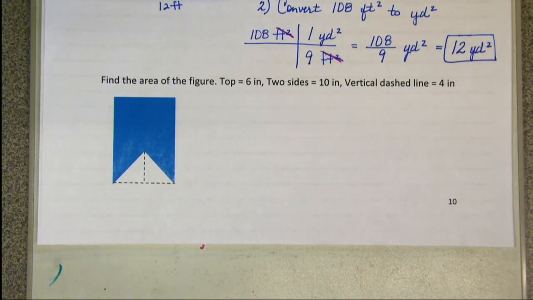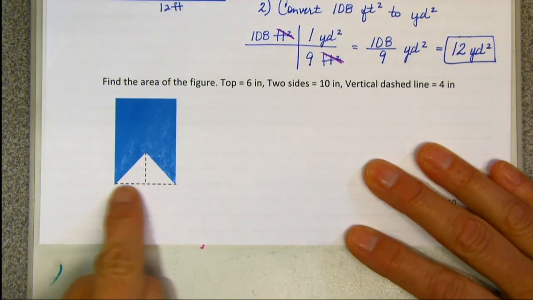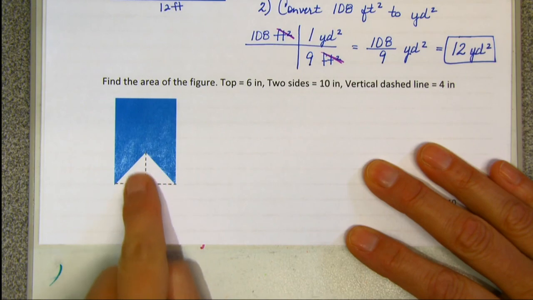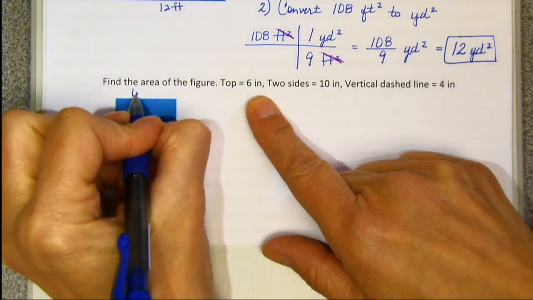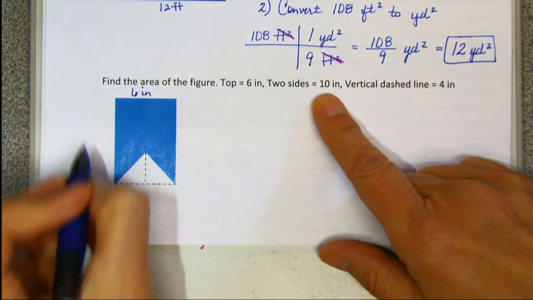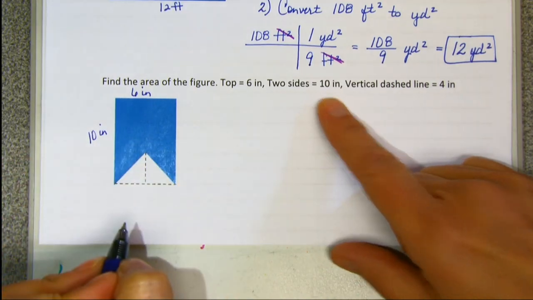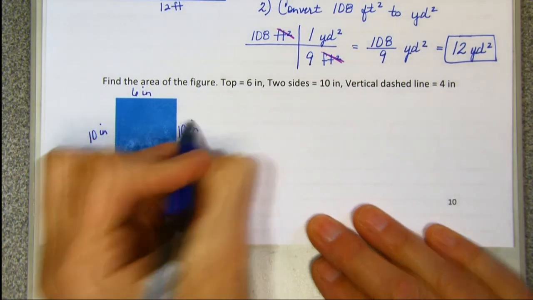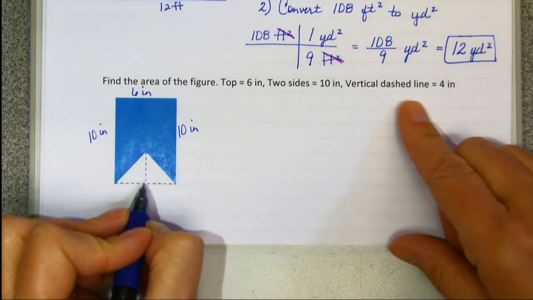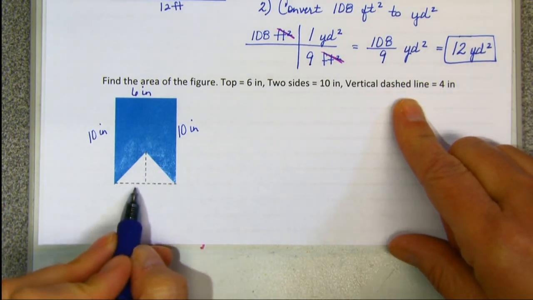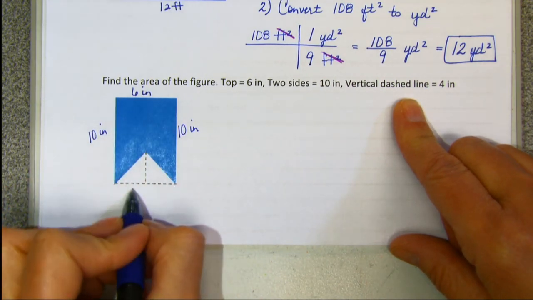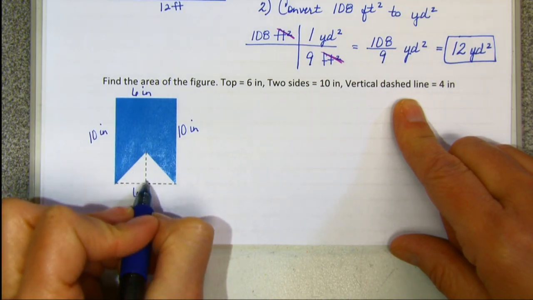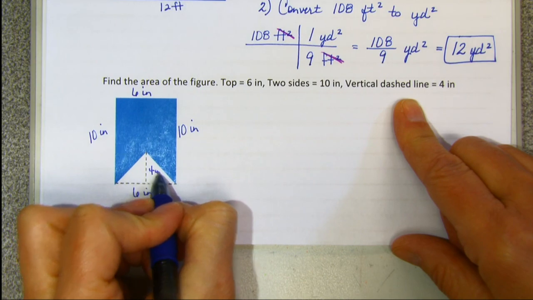So ultimately we want to find the area in blue. If you'll notice, all of this is a rectangle, and then here we have a triangle. They tell me that the top is 6 inches. Both sides are 10 inches. And this vertical dashed line, I guess this is a vertical dashed line as well, but this can't be 4, because from here to here is 6, so from here to here has to be 6. So that leaves this vertical dashed line 4 inches.